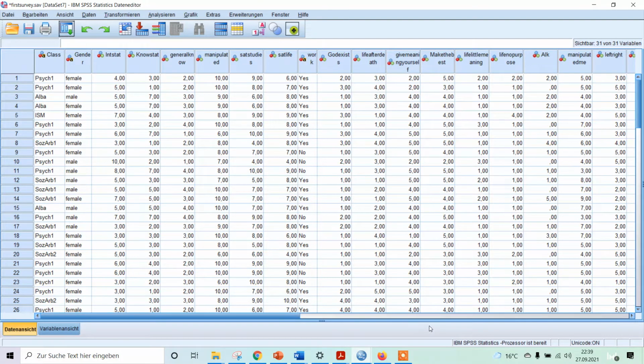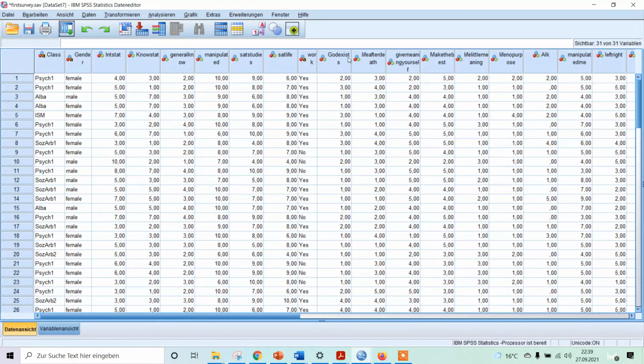So we can, for example, group our data of the left-right spectrum. The question was, on a scale from 1 very left to 10 very right, what are your political attitudes? And let's say now we want to group this data, the scale from 1 to 10, so that we have 1, 2, 3, 4 as left, 5 and 6 as the center, and 7, 8, 9, 10 as right or conservative.